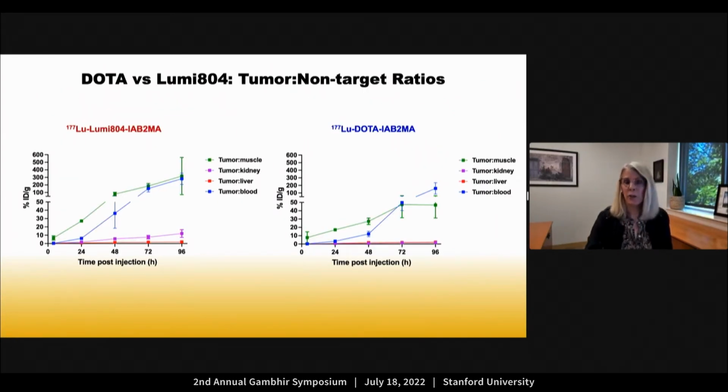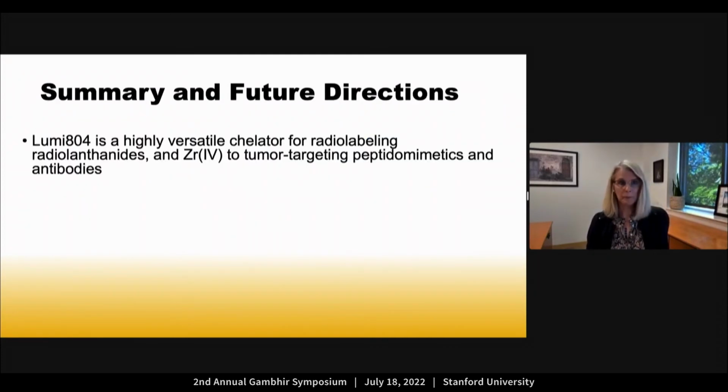And then to look at the tumor to non-tumor ratios, we see much higher tumor to muscle, tumor to blood, and even higher tumor to kidney and liver than we do with the DOTA conjugate. So in that vein, we do think that the Lumi-804 is going to be a superior and more versatile chelator. We haven't done the zirconium imaging yet, but those experiments are underway.